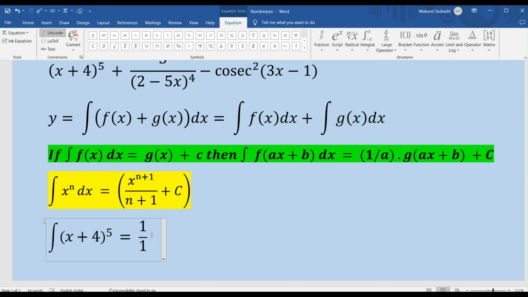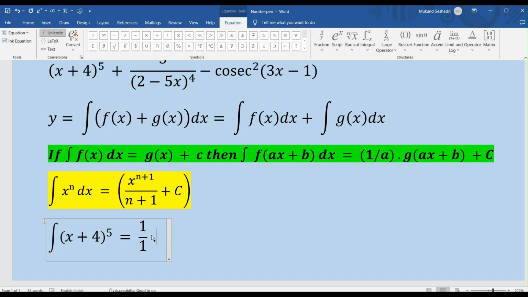So what is my g of x? For me to arrive at g of ax plus b, I need to know what is my g of x. And what is my g of x? My g of x is nothing but integral of f of x dx, which is nothing but x to the power n plus 1 divided by n plus 1, right? And in place of x, I have x plus 4, which is my ax plus b.